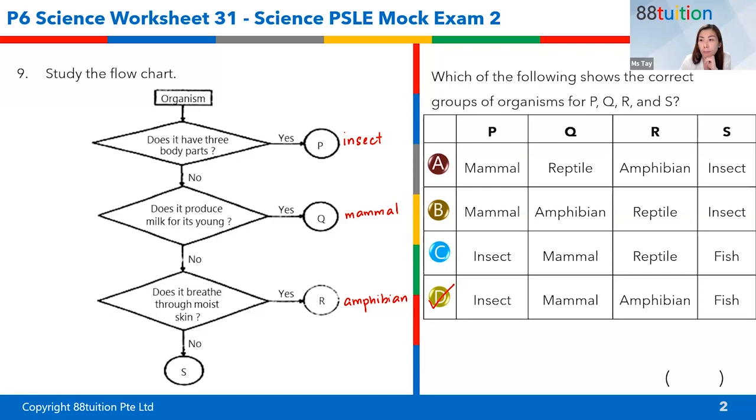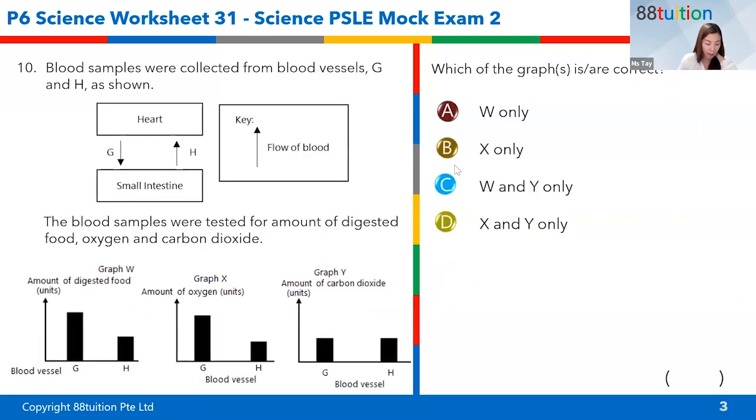Okay. While I wait for the response, let's continue. Okay, so we have finished this one. Let's look at question 10 now. So my question 10 is your question 3. Okay, so blood samples were collected from blood vessels G and H as shown. Okay, where are they flowing from? Where are they flowing to? I think you can see, right?